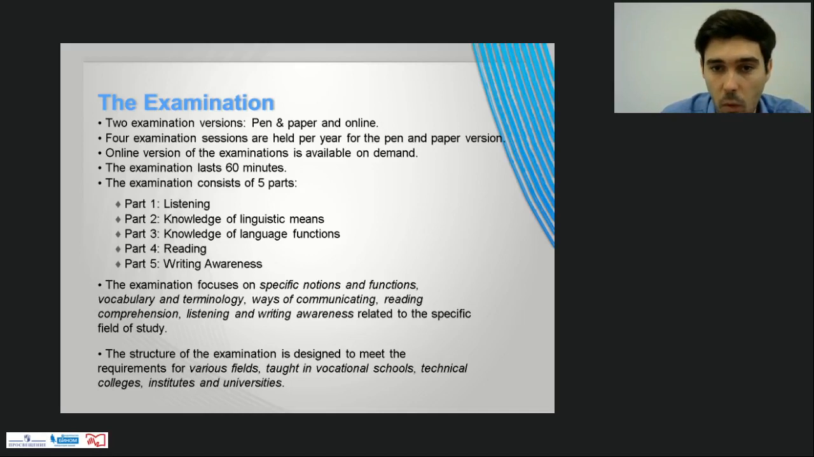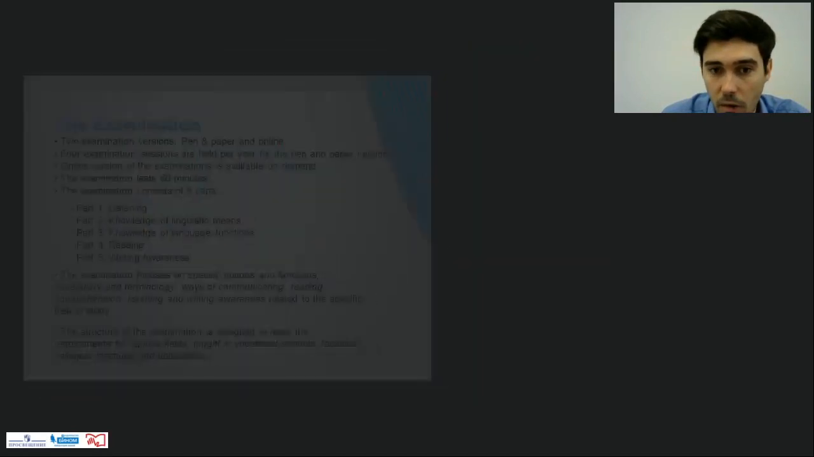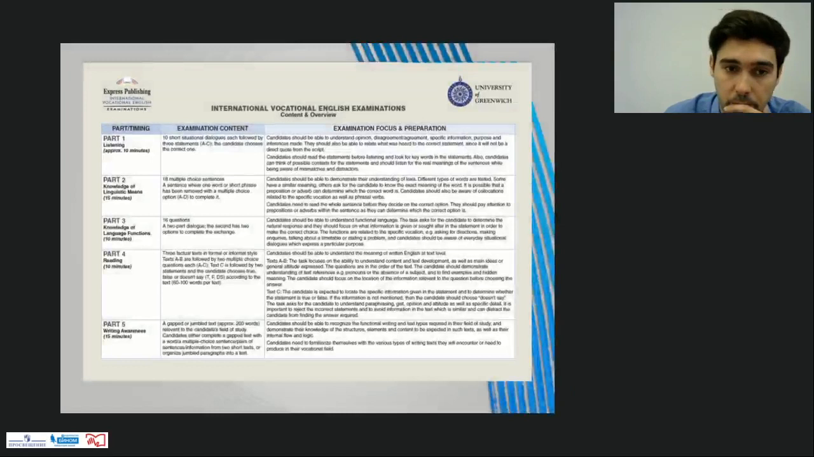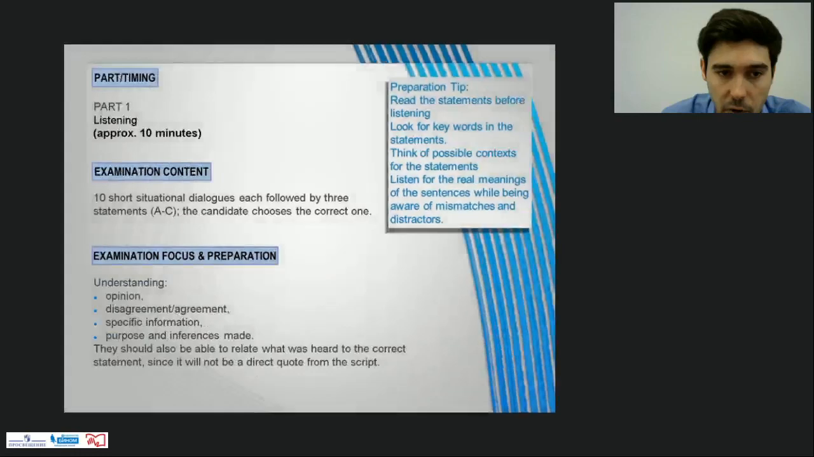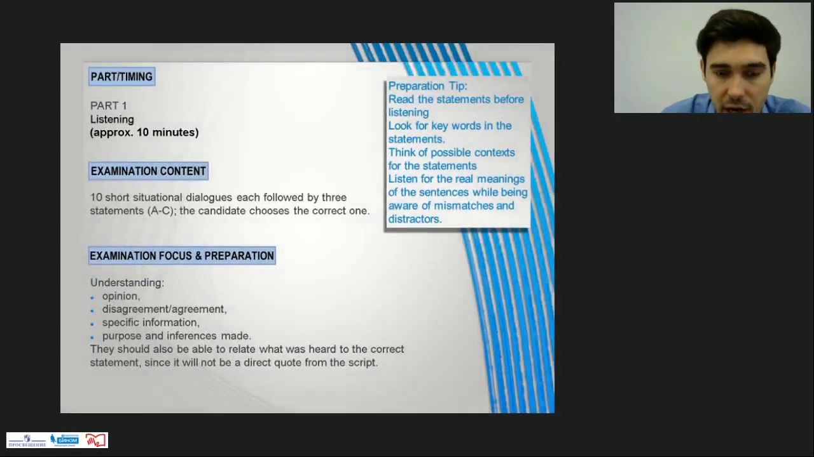And we can see here a more detailed breakdown of the ESP exam. So we can see 5 parts, the content, and also the focus and preparation. Now, we could go through some of the exam materials, but all of this information is readily available on our website, which I will provide you at the end of the slides.